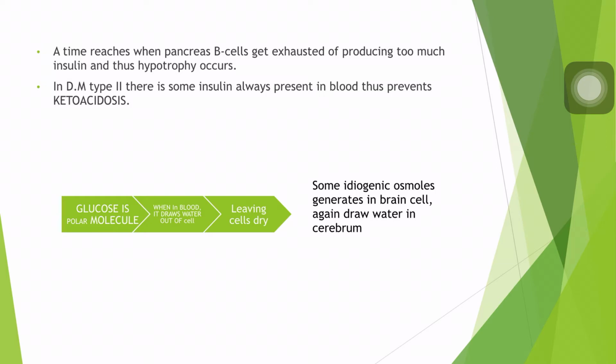So let's see how cerebral edema occurs. As we know, glucose is a polar molecule, so when it is present in the blood, it will tend to drive more water out of the cells, leaving the cells shrunken and dry. When something similar happens in the brain cells, some idiogenic osmoles generate within the brain cells that again draw water into the cerebrum. That leads to cerebral edema.